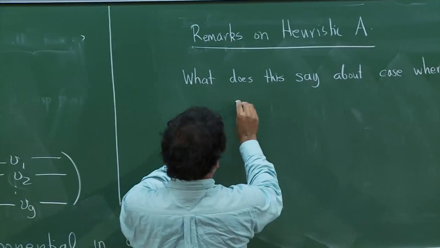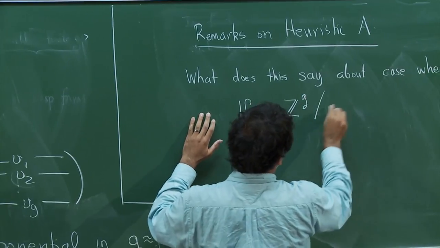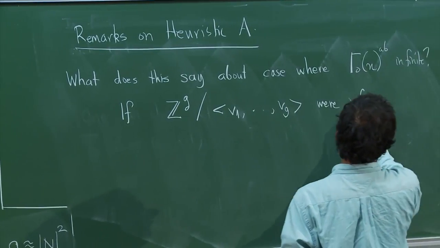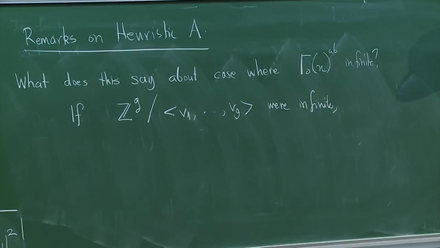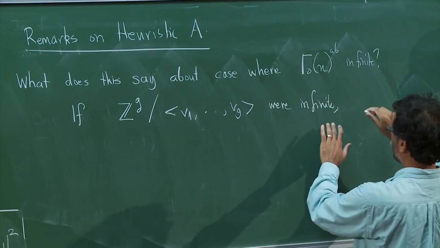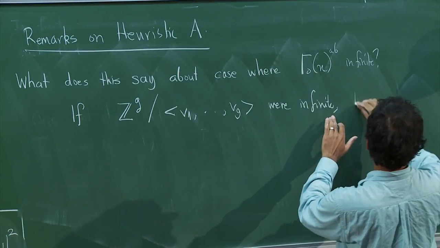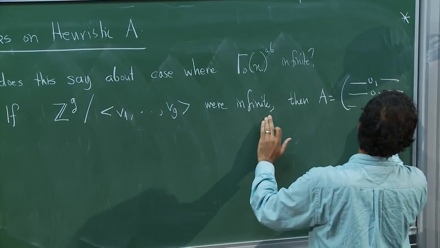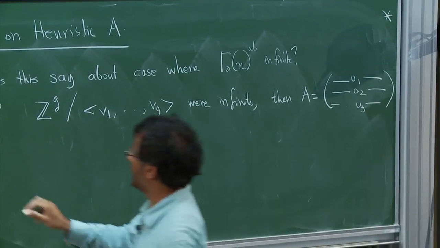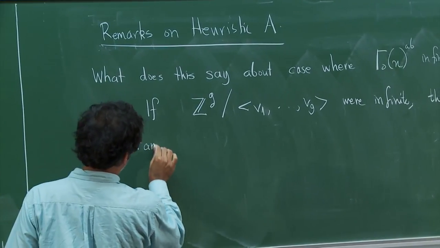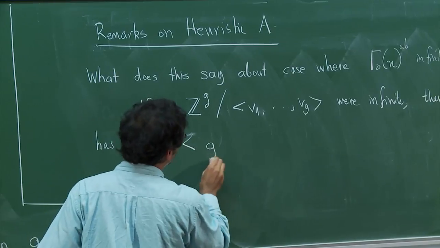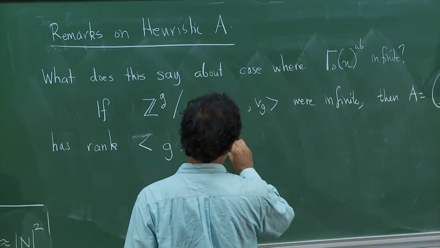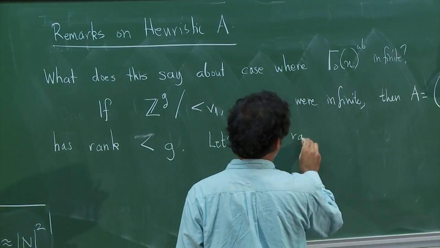So let's look at a case. Suppose this group were actually infinite. Then this happens when this matrix, whose entries are these v_i, is singular. It has rank less than g. So let's suppose, just for the sake of discussion, that its rank is g minus 1.